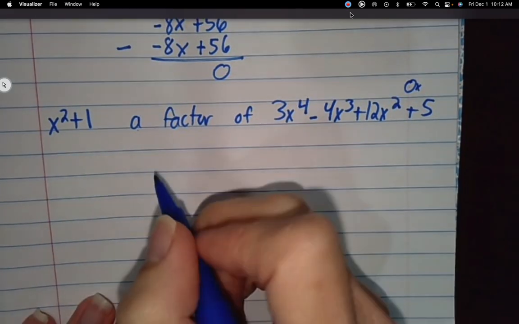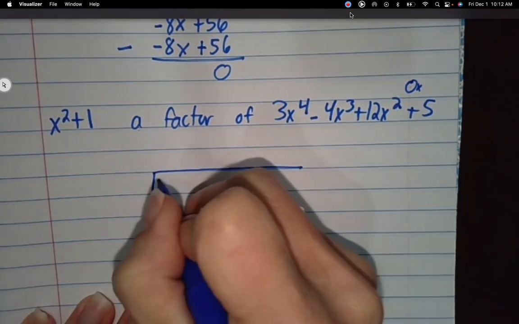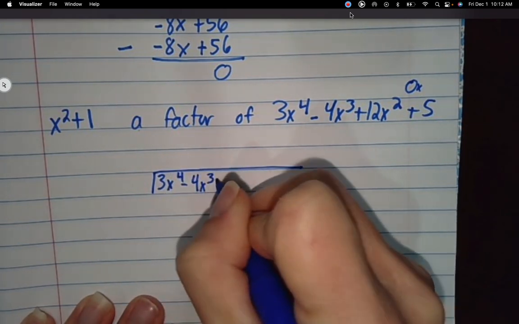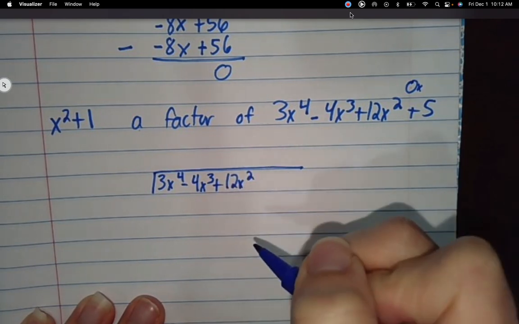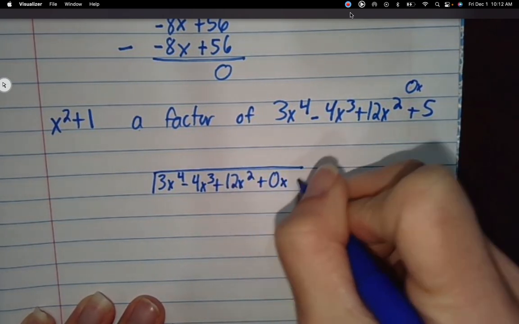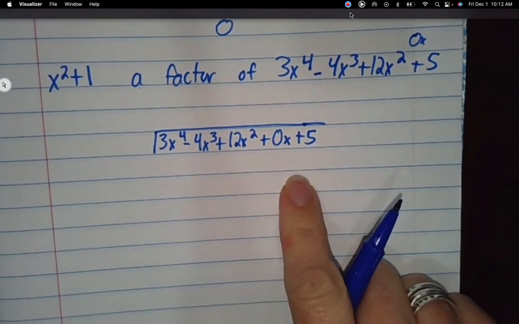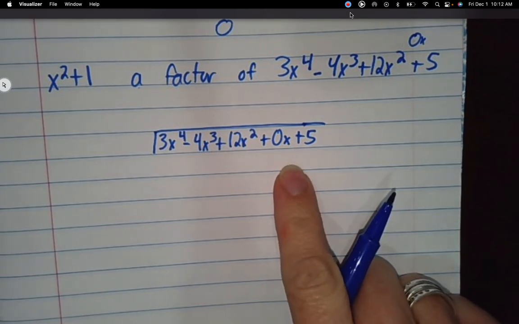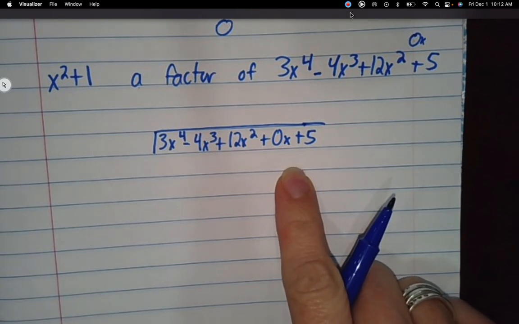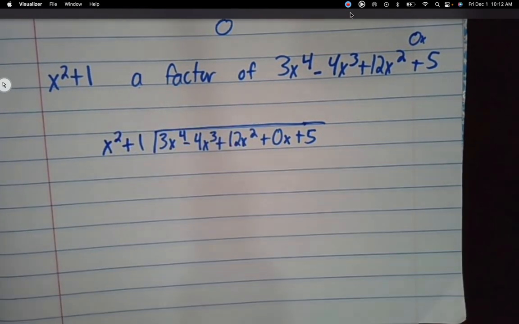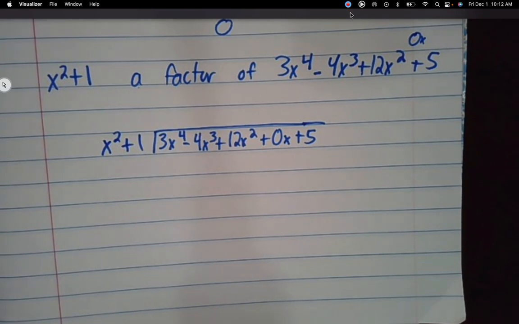So let me write it under my bar, or whatever. I don't know what that's really called. It's been a long time since I've been in 5th grade. So 0x? Yeah, I'm just going to put 0x. Is everybody okay with that? Or you could just put 0 if you want to. You just have to hold its place. Everybody good with why I did that? You must go in order. Now out here, I'll put my x squared plus 1. 4, 3, 2, 1, 5.